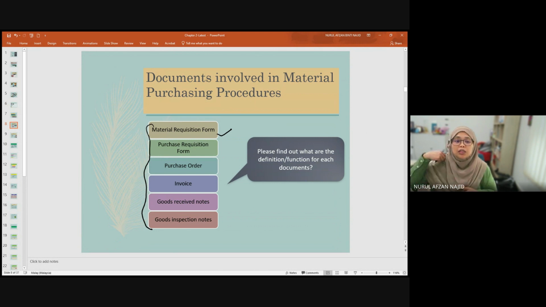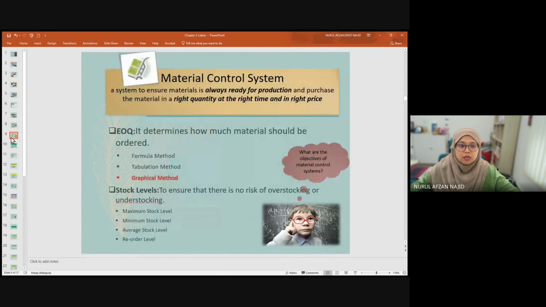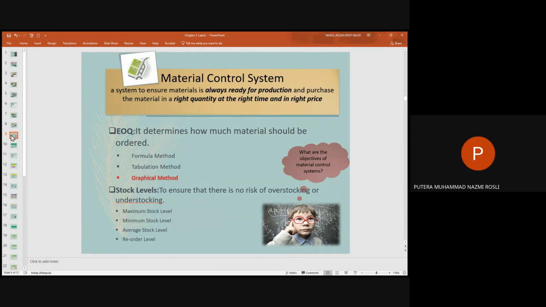Alright, so you need to find out those documents and in terms of definition also function. Okay, so this is the first activity. So nanti lepas raya break, I nak tengok sini ada jawapan. Okay, it's up to you nak buat jawapan macam mana, but as long as ada jawapan daripada you all. Okay. Alright, next I proceed with the next slide. So sebelum tu ada soalan apa-apa ke? So far tak ada. Okay, good.